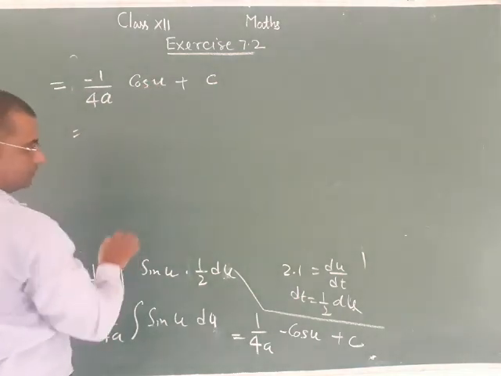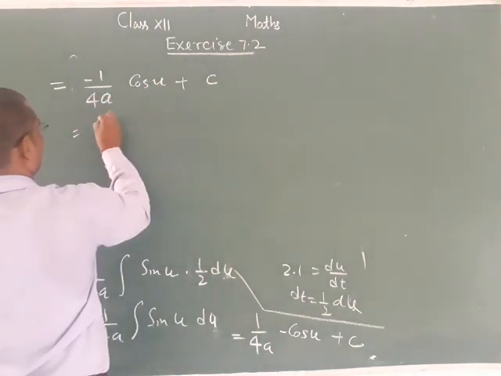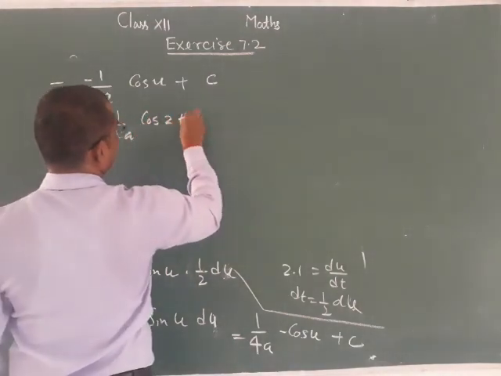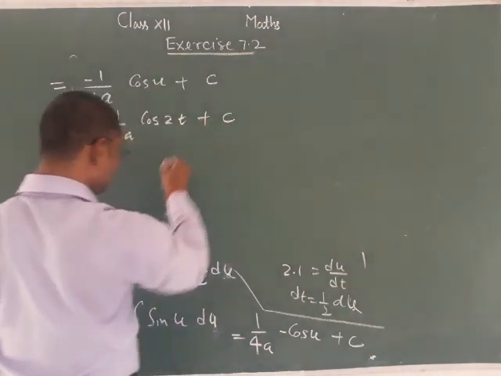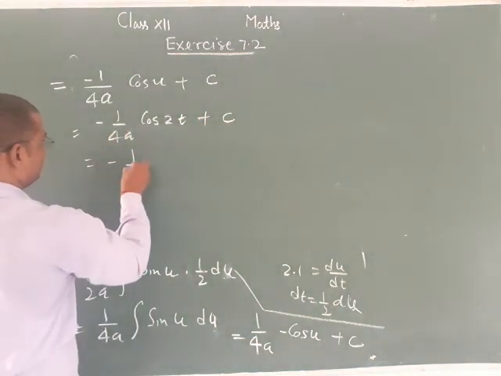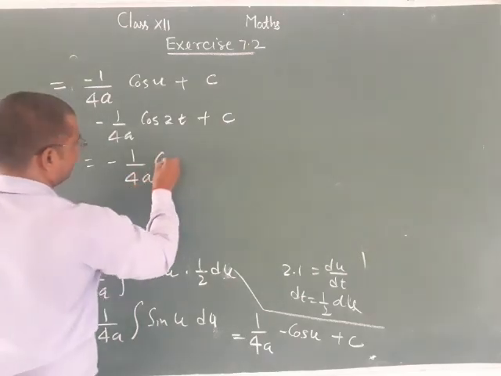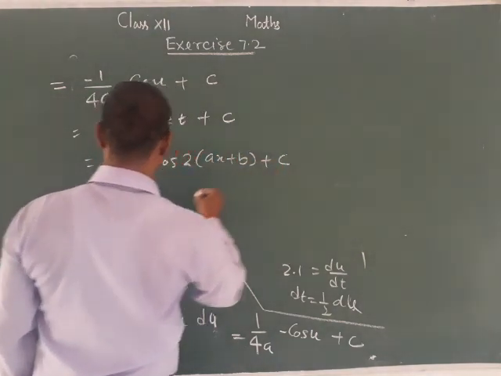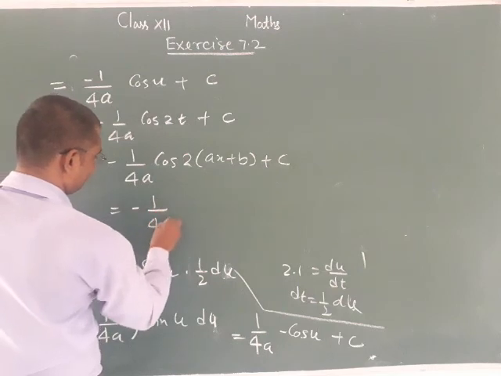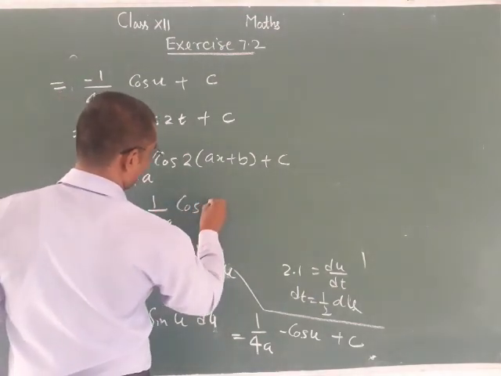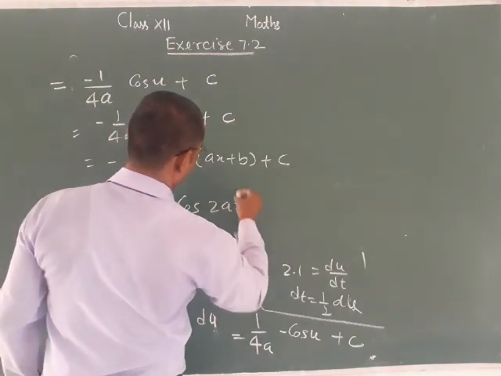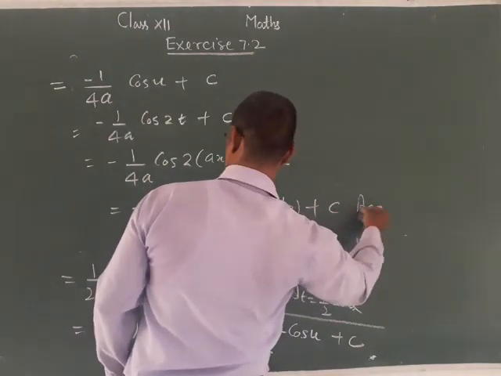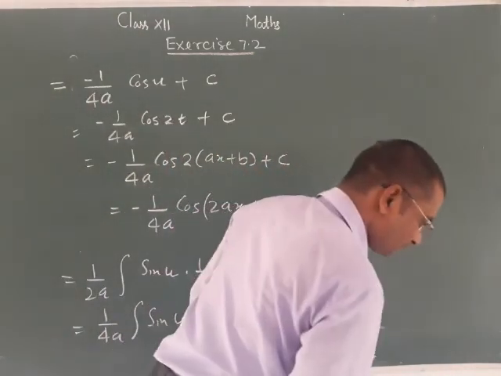So now change u back into t. So minus 1 upon 4a cos 2t plus c. Also change the value of t: minus 1 upon 4a cos 2(ax plus b) plus c, which is minus 1 upon 4a cos(2ax plus 2b) plus c. This is the answer of the given question number 5.